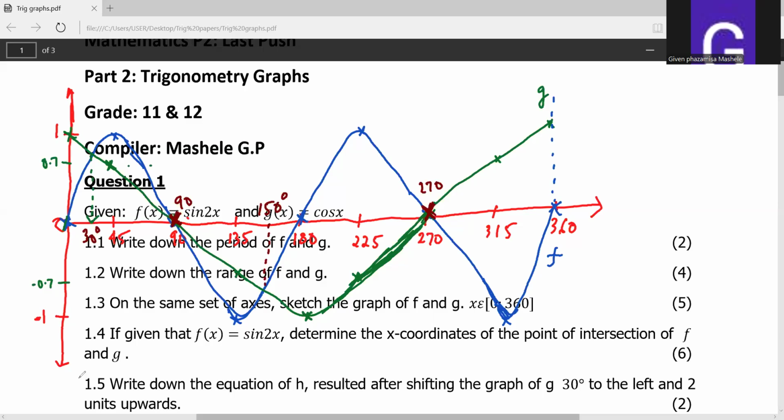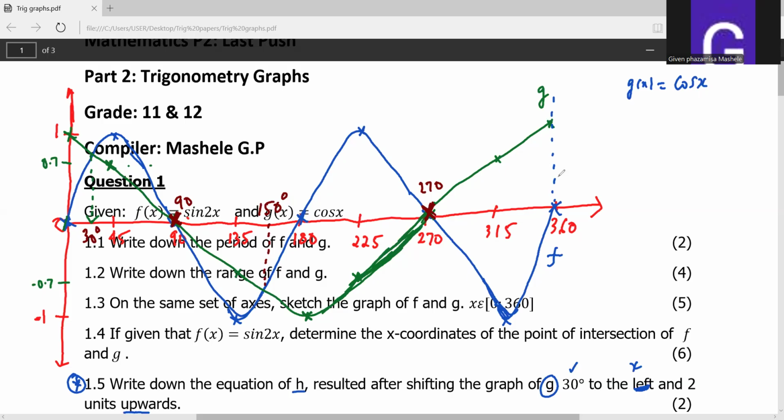We want to write down the equation of h, which resulted after shifting the graph of g. By the way, what is the graph of g? The graph of g, if I'm not mistaken, is cos of x. We want to determine the new equation of h, which resulted after shifting the graph of g 30 degrees to the left. Any function shifting to the left always affects the x. And also 2 units upwards, which affects the y.